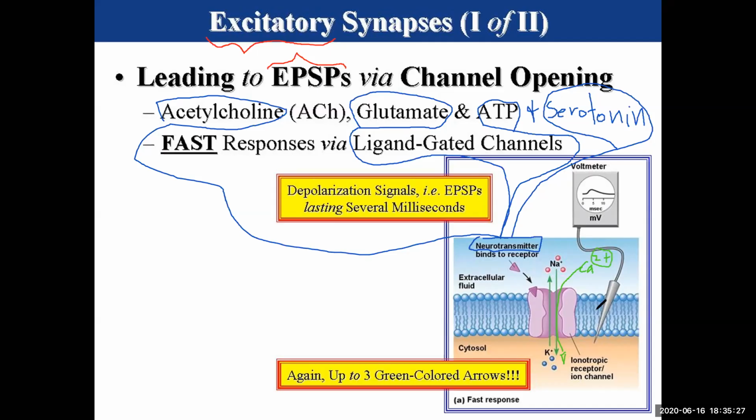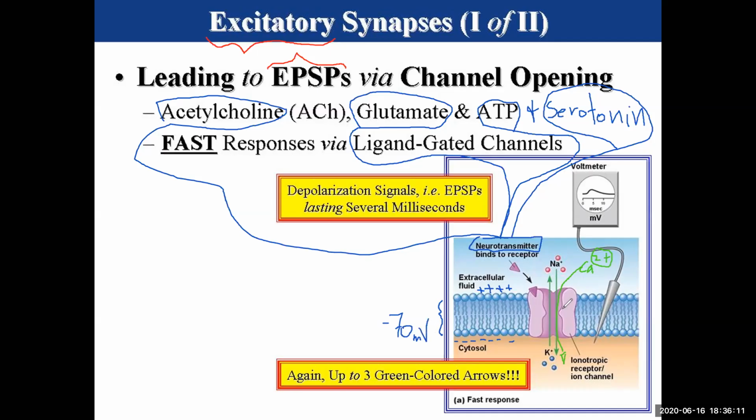And what's going to happen is, and this is important here, inside the cell is always less positive. So, but to show that, we write negative sign here. Right, at rest, inside is more negative than outside. That's why the resting membrane potential is negative, because negative is inside. So at rest, resting membrane potential is minus 70 millivolts.